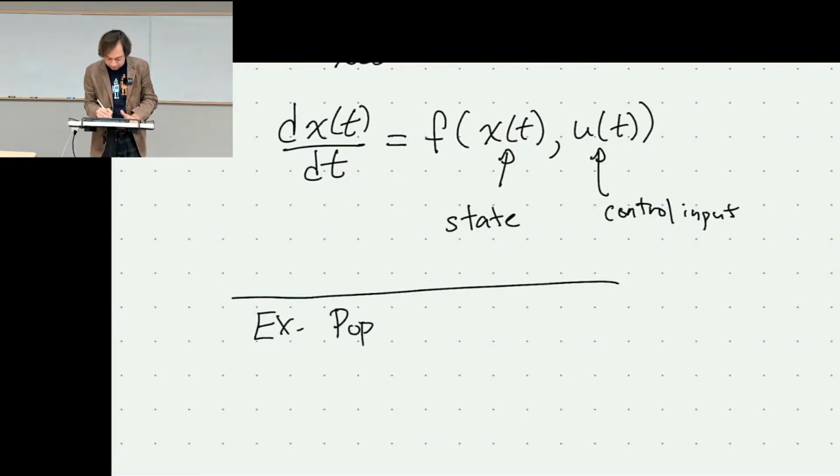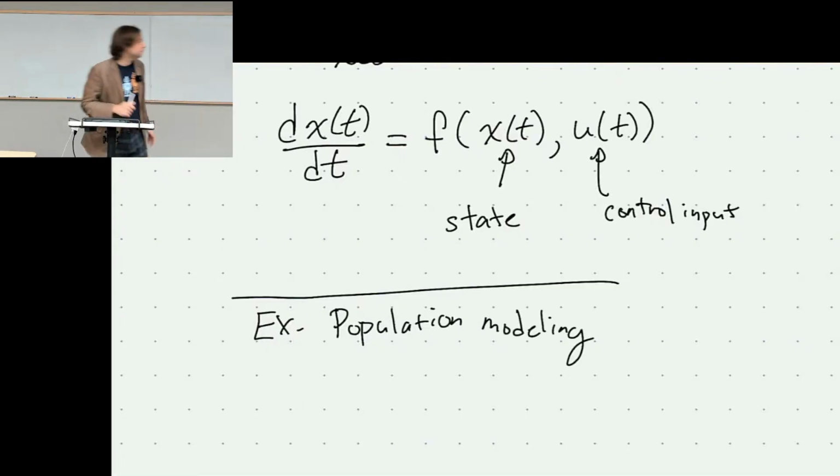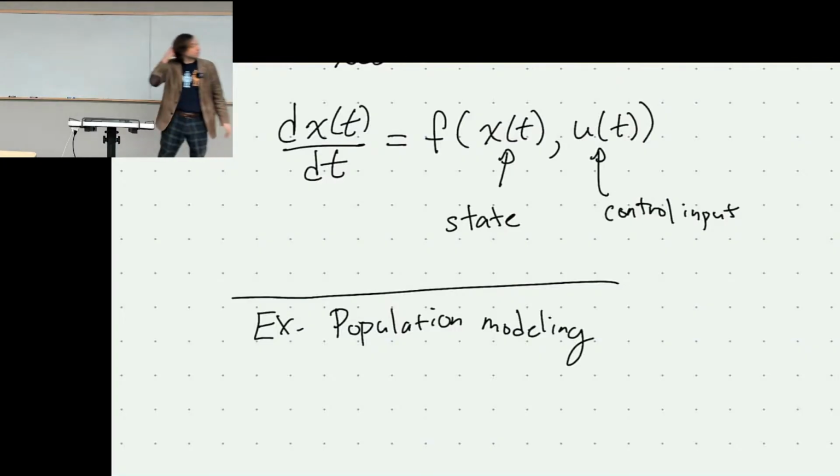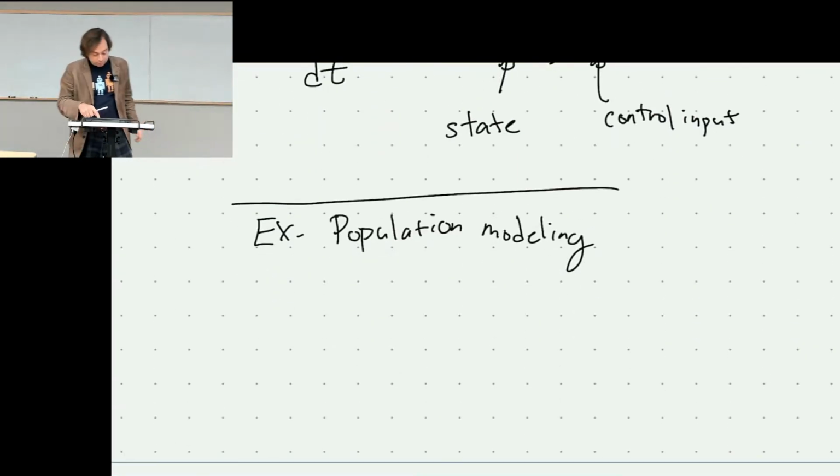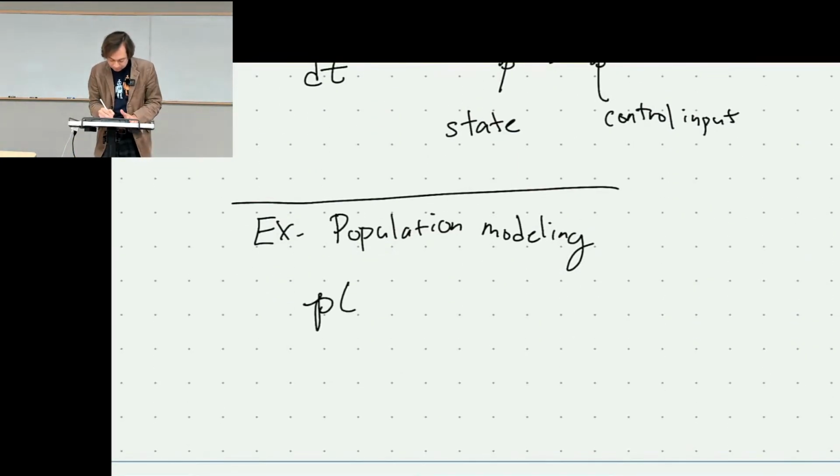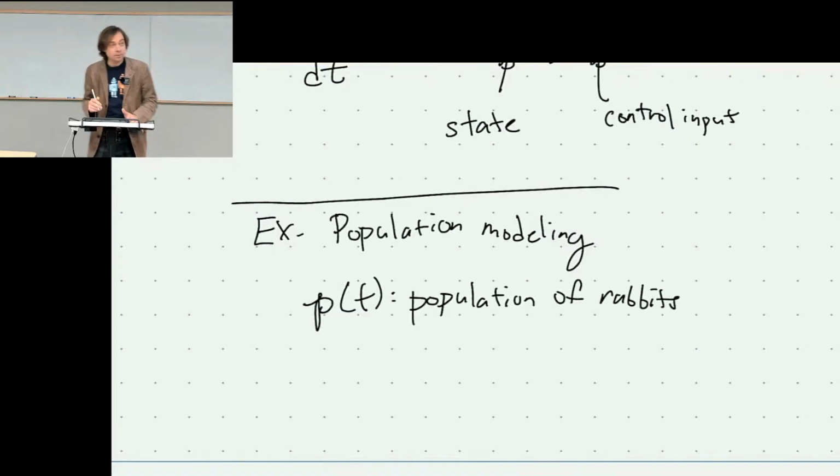Population modeling. Okay? One of the classic examples, right? So let's say you have some population P of t. And it's a population of rabbits. Okay? The more rabbits you have, the more rabbits they make, right? I believe that's science, okay?